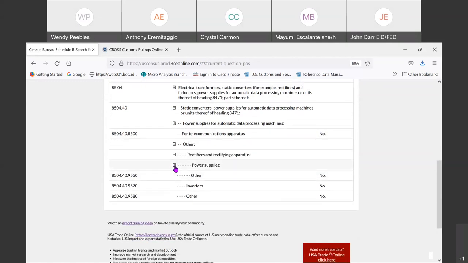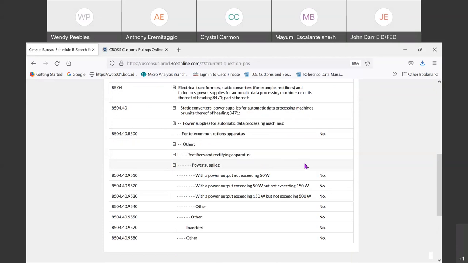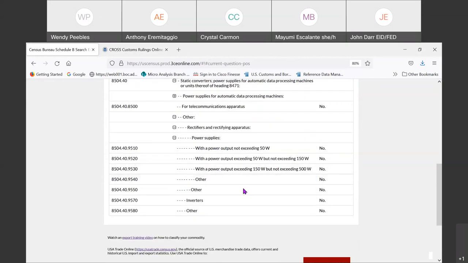And anytime you see a plus sign when you're in the Schedule B search, make sure you click on it because it means that there are more descriptions there. So we're going into power supplies. Do you know the output of the charging stations? What is the output of your charger? 32 amps. Do we know what that is in watts? No. We'll have to convert it from amps to watts.